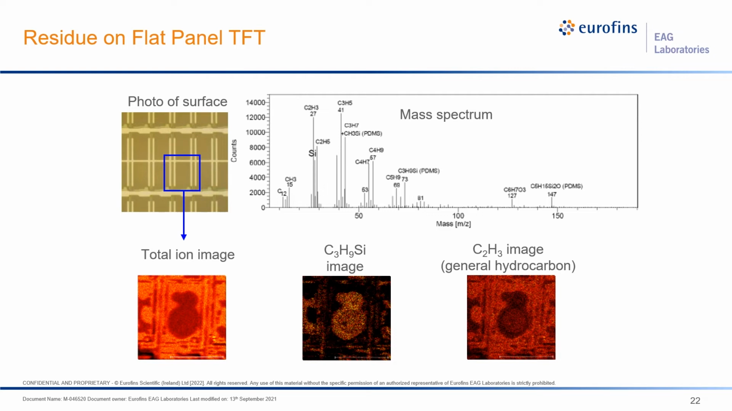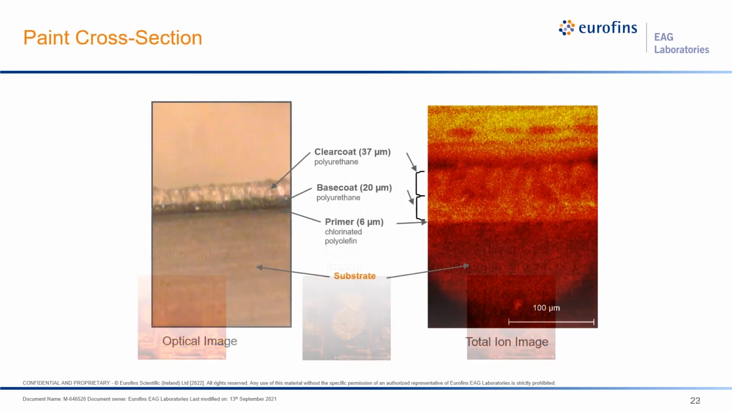So the contaminant on this flat panel display leading to low pixel brightness was due to this blob of silicone located here. And this is an interesting example because this silicone is very specific to that location. Often when we see silicones, they can be widely distributed over the surface and not show a whole lot of separation. Okay. Another imaging example, this is a paint cross-section from a car.